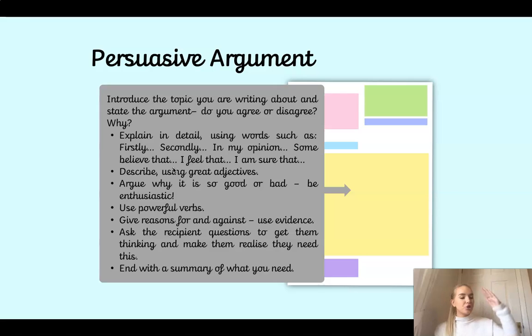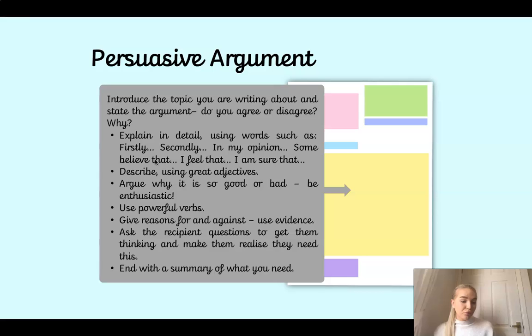And then we get into the huge chunk, the main part of your writing. This is where you introduce the topic you're writing about and you state the argument. So do you agree or do you disagree? In our terms, we are disagreeing with the axeman's decision to try and chop down the trees. We are going to be writing 3 reasons about this, and each time we introduce our new paragraph, we're going to be using words such as firstly, secondly. You might even write thirdly. You might also say, in my opinion, some believe that, I feel that, I am sure that.